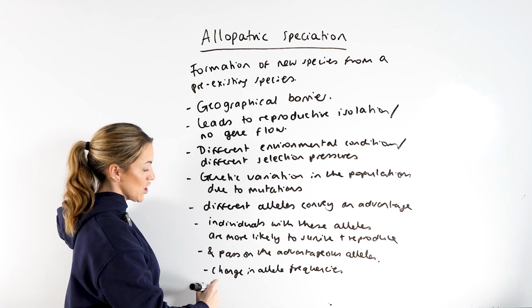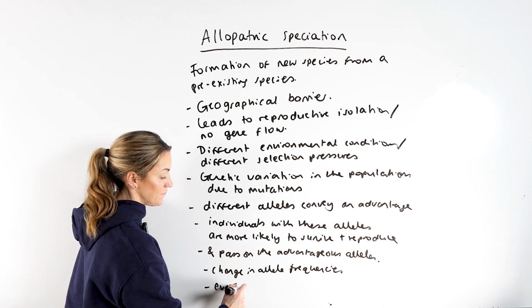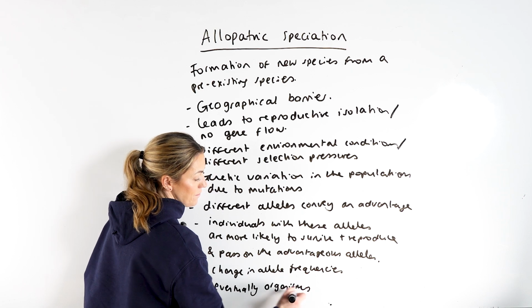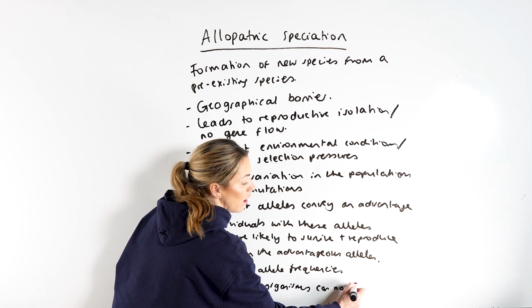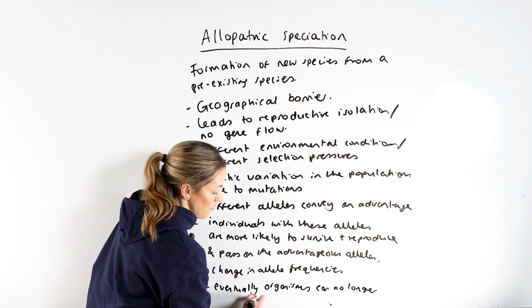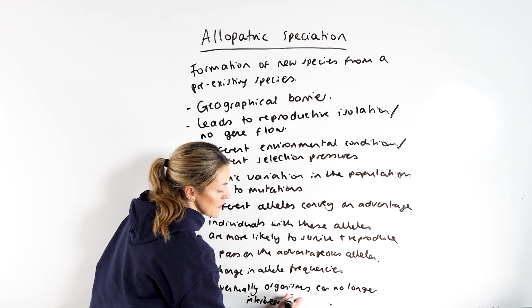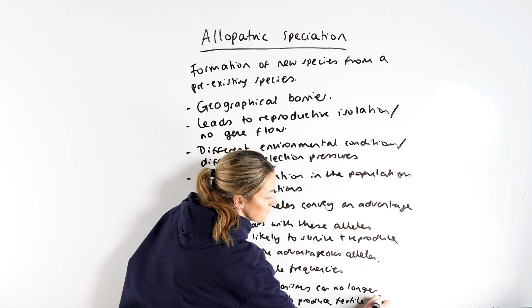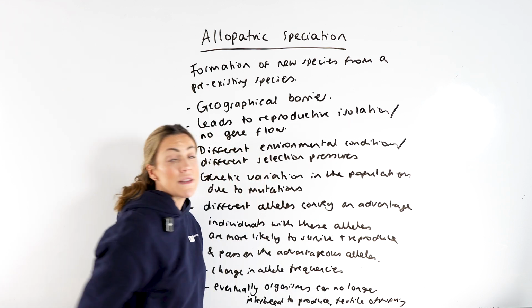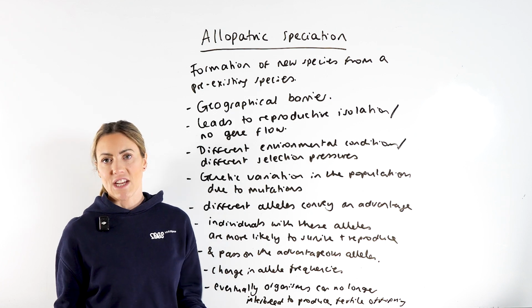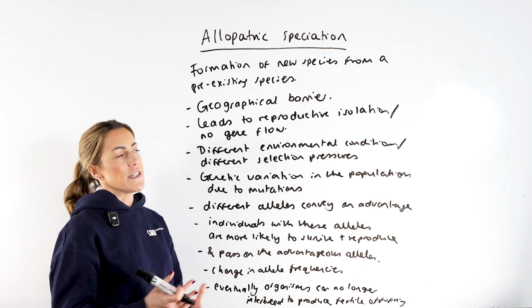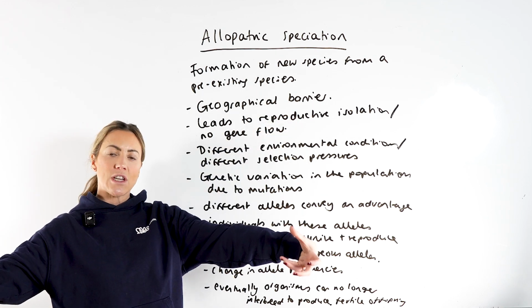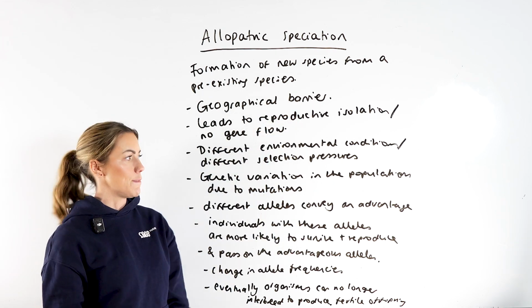And what we need to say to finish our answer is that eventually the organisms or animals, whatever they may be, can no longer interbreed to produce fertile offspring. Which means they are different species, because that is the biological definition of a species, right? They can no longer interbreed to produce fertile offspring. They are now different species. We've got speciation. We've got two new species forming from one pre-existing species.